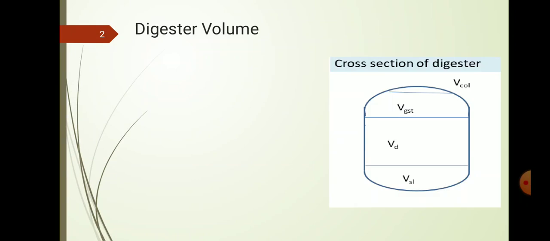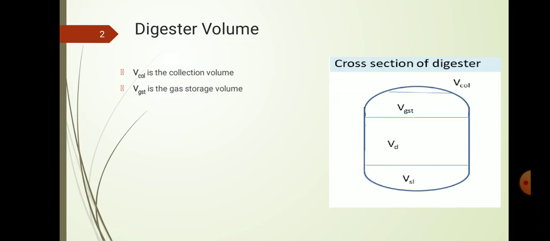So, digester volume. This is a typical block diagram of a digester. We can classify this into 4 volumes. The first one is the collection volume, where the gas is collected and circulated outside through the collection pipe. That is a small volume, known as the collection volume. The pipe connection, etc., will come in that volume, through which the gas will be taken outside.